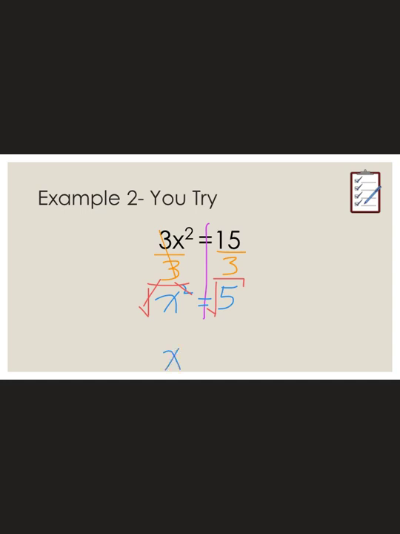And there is no whole number that when you take the square root of 5 that you would get. So we can leave it as square root of 5 as long as you put plus or minus in front. And that's your final answer right there.